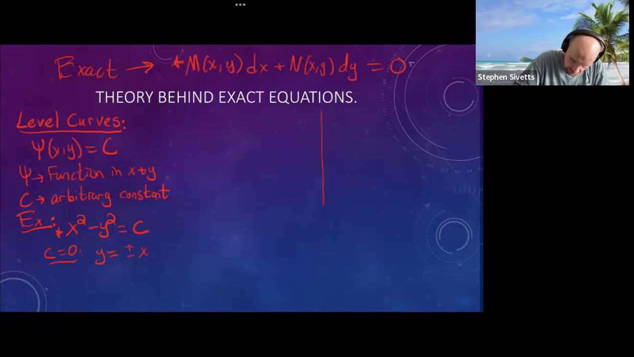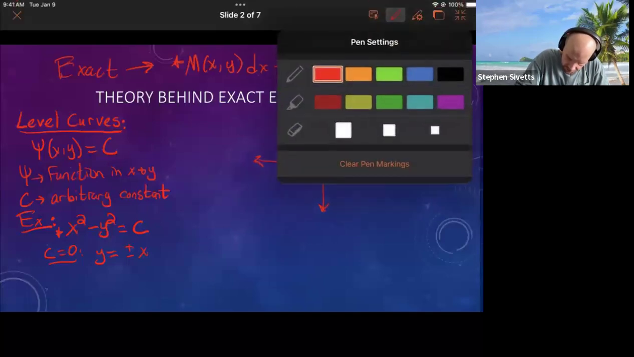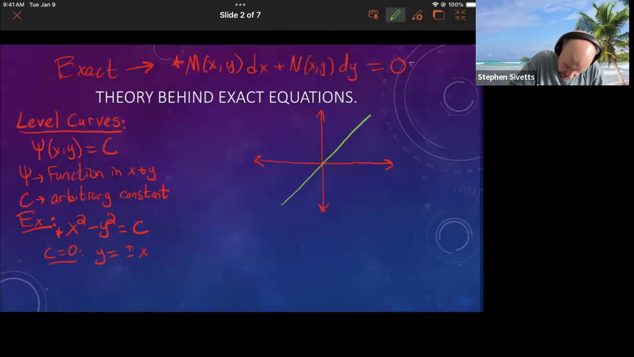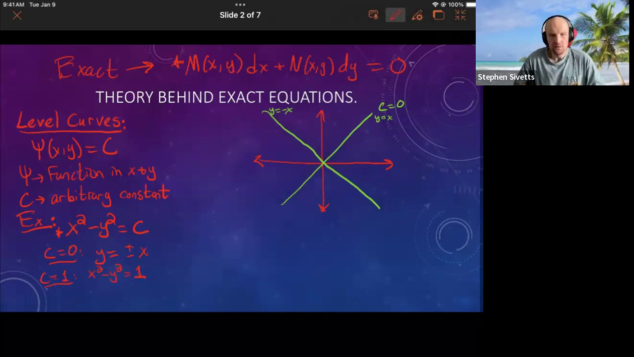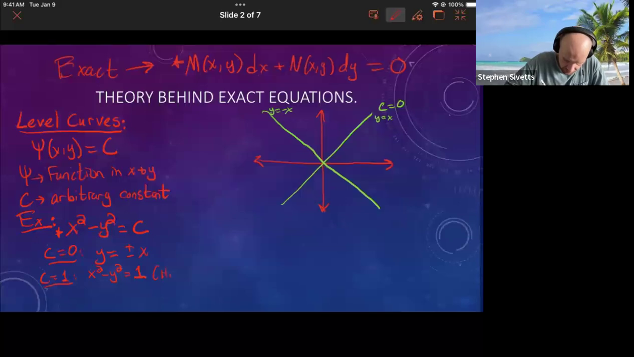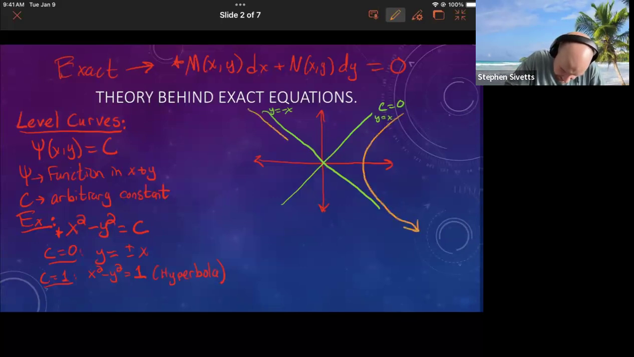So let me just draw in a graph here. So the level curves, right? So C equals 0 will have just lines at y equals x and then y equals negative x, right? If C is 1, right, we'll get this equation. Do you know what this describes? Well, if you said it's a hyperbola, you are right. This describes a hyperbola. Okay. So if C is 1, we're going to have a hyperbola like this. Right? So this would be the level curve if C is 1, right?